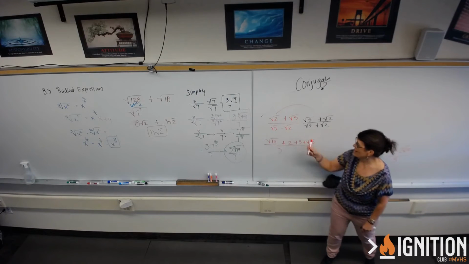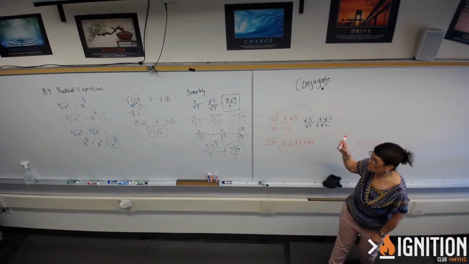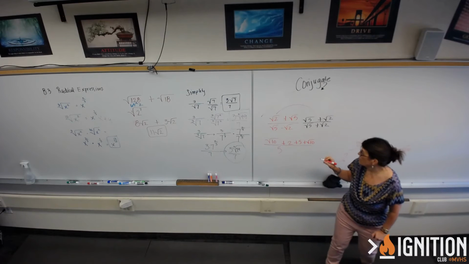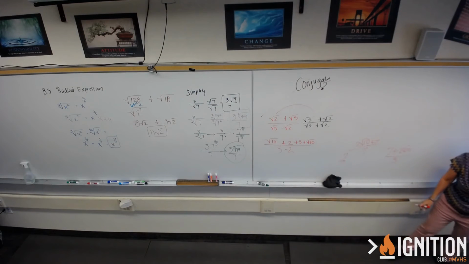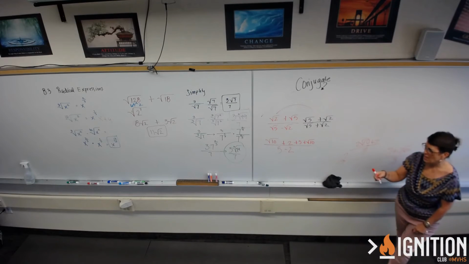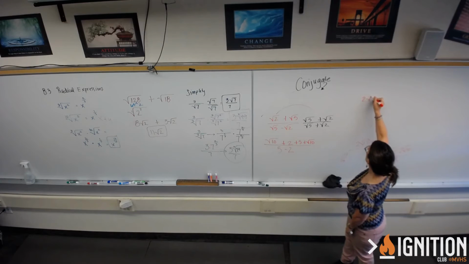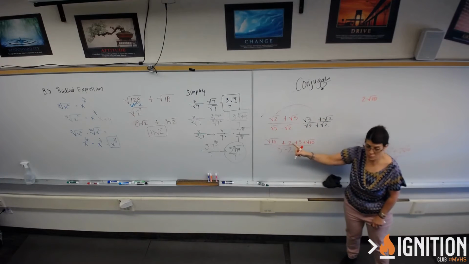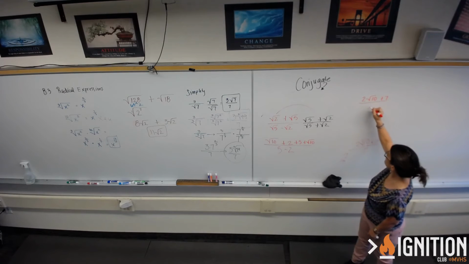Plus root 10 minus root 10, the outer and inner terms. Root 2 times root 2, and then it's minus. Yes? Okay, so you got 7/3. What happened to the radical? Root 10 plus root 10 is 2 root 10. 2 plus 5 is 7 over 3.